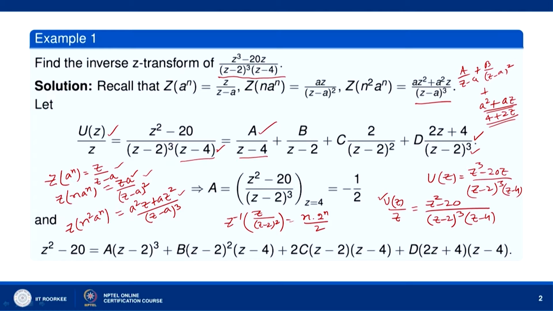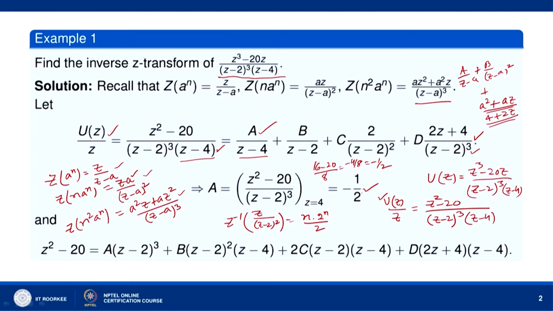So, (z square minus 20) divided by (z minus 2) whole cube, when you put z equal to 4, gives you 16 minus 20 divided by (4 minus 2) whole cube, that is 2 whole cube, so 8. So, this is equal to minus 4 by 8, and that is equal to minus half.